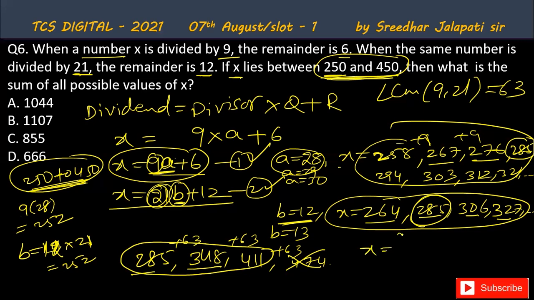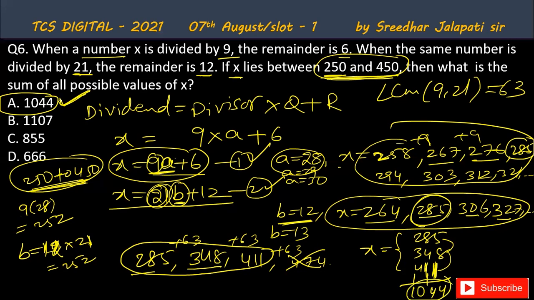So the possible values of X are 285, 348, 411. I'm adding all these: 8 plus 5 is 13, 13 plus 1 is 14, so 4. There is only one option ending with 4, so I can take the answer as option A. Of course, if you want you can complete it, but since the unit digit is 4 and among the options there is only one number with 4. If I further simplify, 12 plus 2 is 14, and this is 5, 8, 10. So the answer is 1044, that is the first option. There are 3 possible values for X, and we are asked to find the sum of them. Answer 1044, option A.